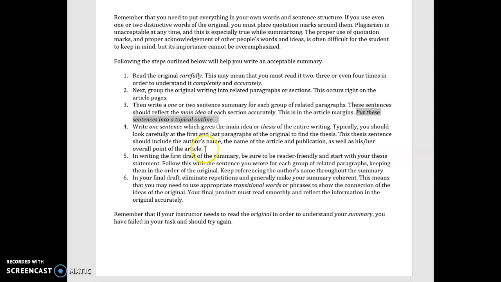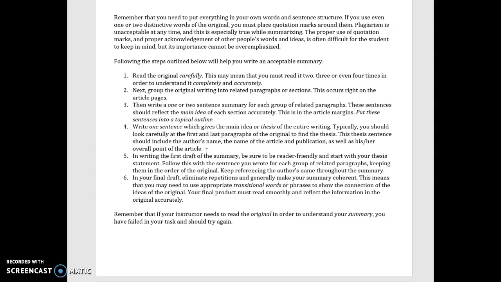Okay? Step 4 then is the thesis. And in my thesis, I have to have the author's name, the name of the article, and the publication where that author was published, and then his or her overall point of the article.